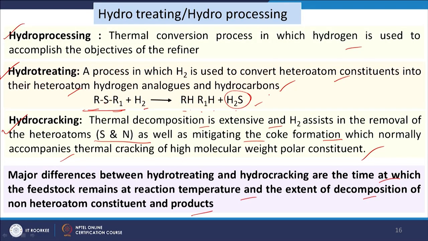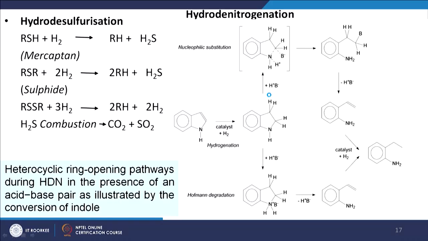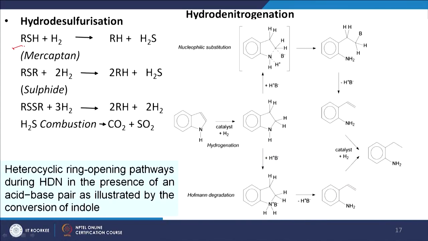Okay. Now we will see the comparison of these two processes, and before that we will see the reaction mechanisms which take place during hydrotreatment or hydroprocessing. For sulphur compounds, when hydrogen is added, RSH is converted to RH plus H2S, and then RSR plus 2H2 gives 2RH plus H2S, RSSR plus 3H2 gives 2RH plus 2H2S, and H2S is combusted to CO2 and SO2.